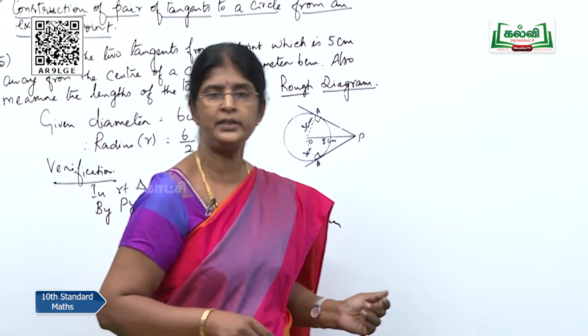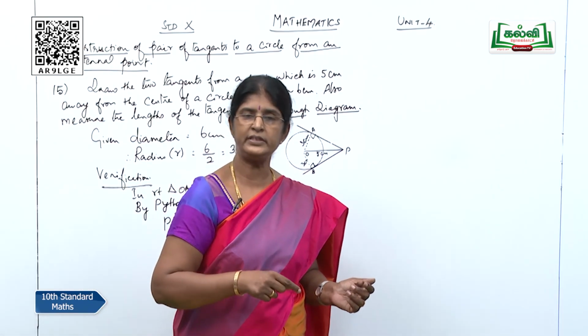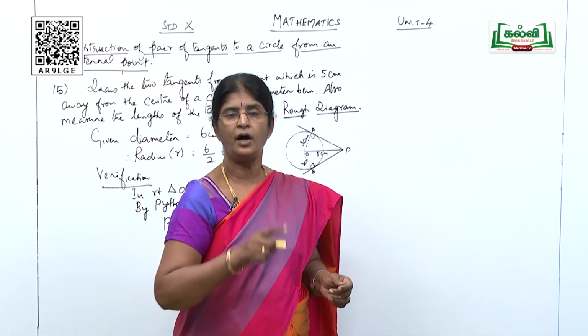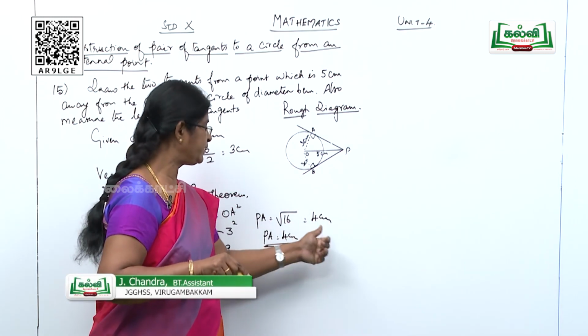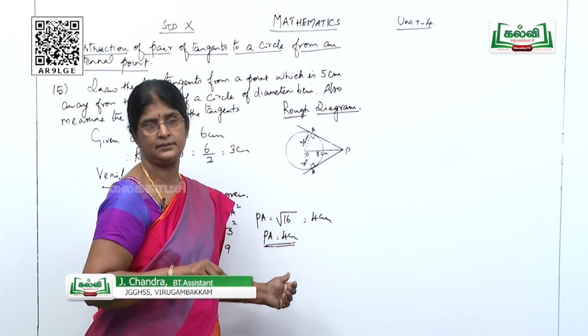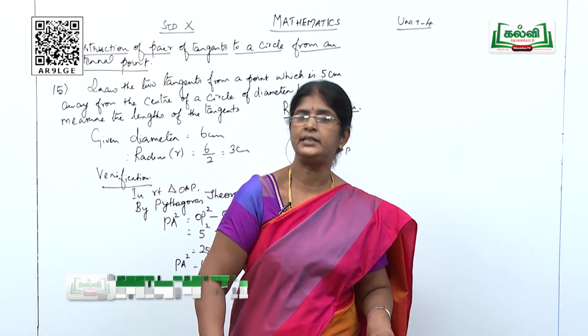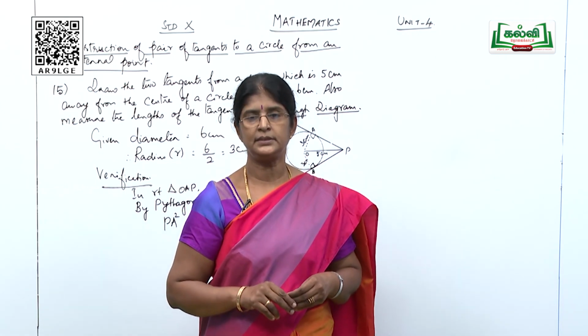If it is a point number, like in the previous sum, that is root of 75, you got 8.7 centimeter, you should write approximately in the bracket. If it is a perfect square, we can write the same number as it is. So this is how you have to construct a pair of tangents from an external point. Do practice and get full 8 marks in this construction.